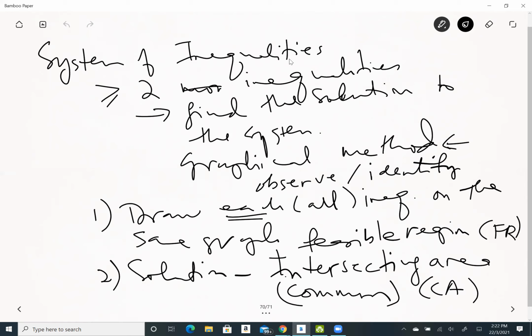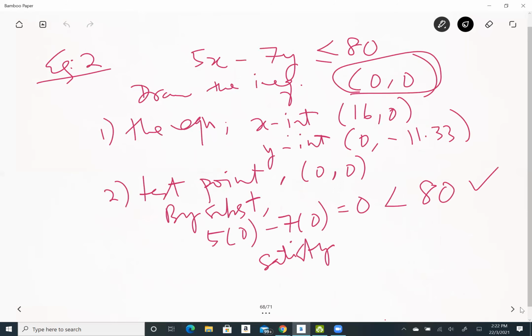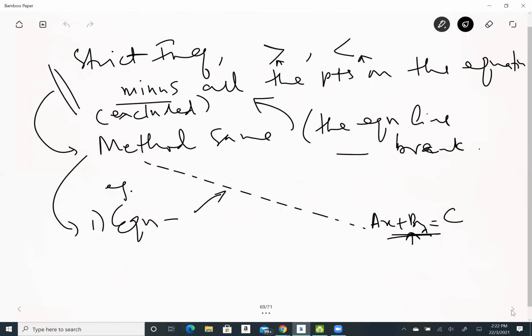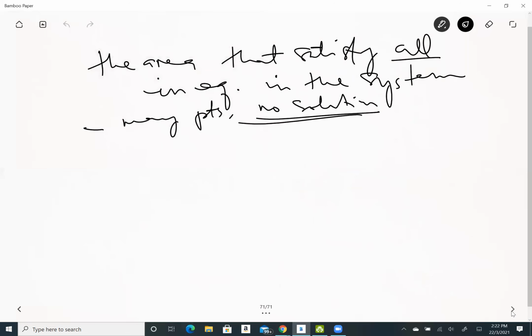No solution means there will be no intersection area between the two inequalities, or two or more, or all inequalities in the system. Any question? Okay. So let's go back to our example. If you look at the graph, first I will write down the system.